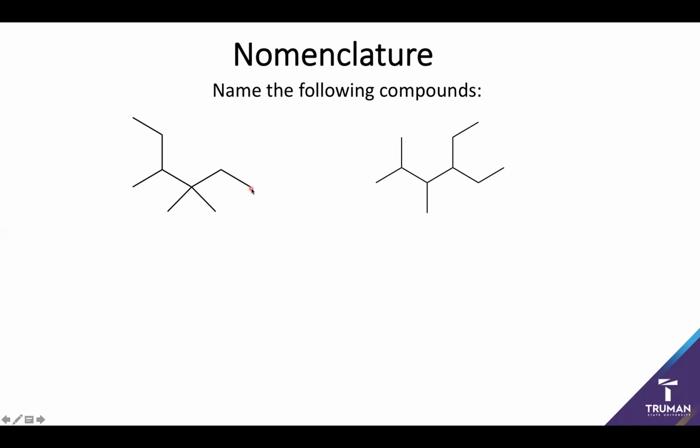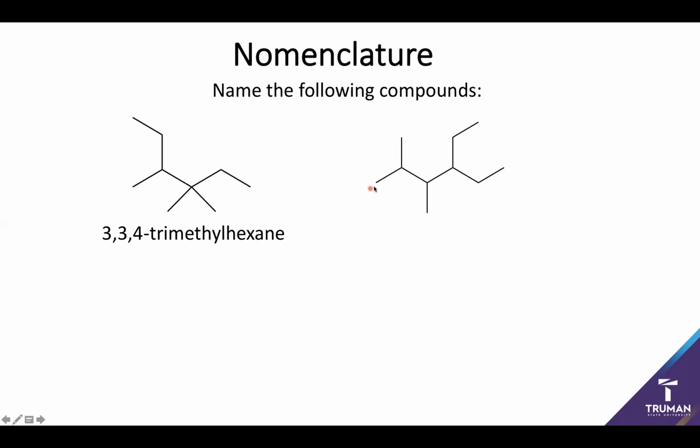Now, if I started with this as my beginning carbon, I've got 1, 2, 3, so 3, 3, 4. Or if I start on this end, 3, 4, 4. So we're going to try and minimize the numbers. So this is 3,3,4-trimethylhexane. So that's a lot going on. Let's try the other group.